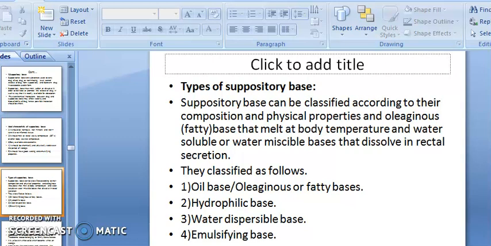Secretion, they are classified as follows. Number 1, oil base, which we call oleaginous or fatty bases. Number 2, hydrophilic base, hydrophilic meaning water loving base. Water dispersible base, those that disperse into water, we call water dispersible base. And then next is emulsifying base, which leads to producing O/W or W/O types of emulsion.